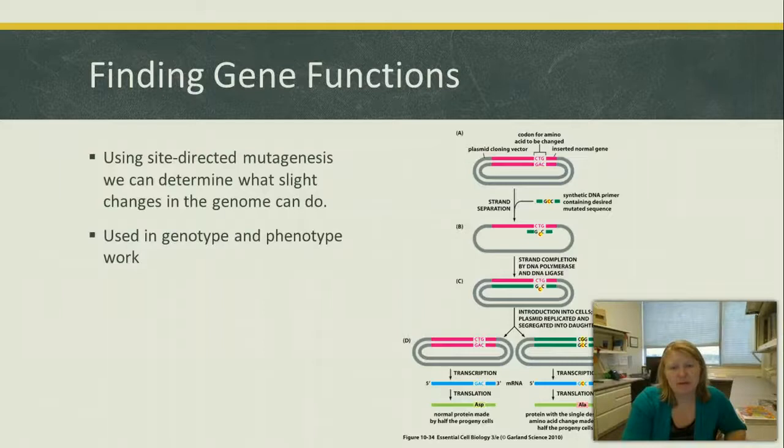Now, if we want to find out gene functions beyond regulation and modifying the gene, we can do this through site-directed mutagenesis. If I know what my gene sequence is, I can go in and change one base, and then by changing that one base, I can see how that affects the entire gene. We use this a lot in genotypic and phenotypic work.